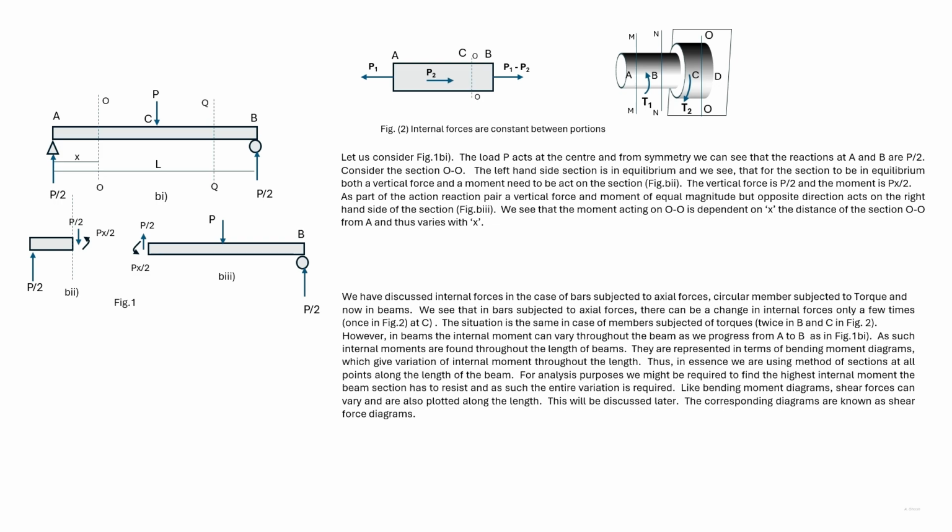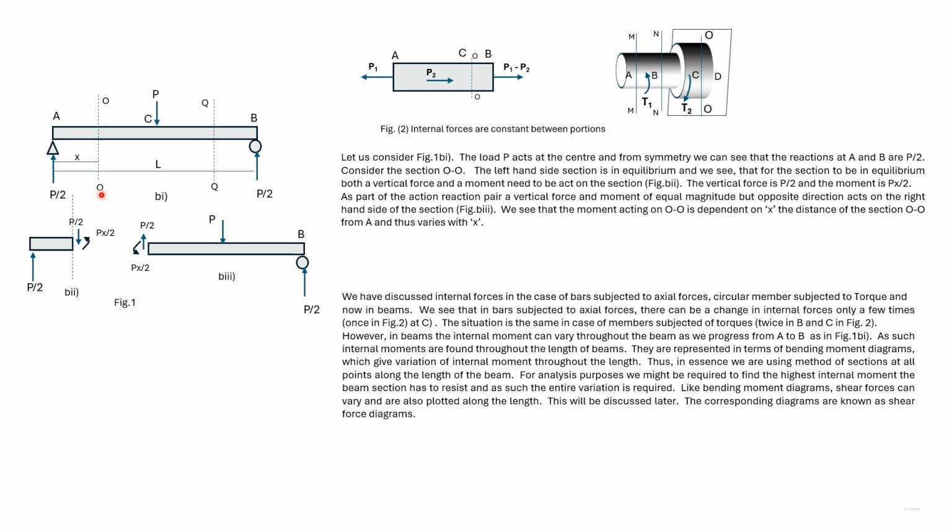Here we have a case of a beam where at an internal section there is both moment and shear acting, unlike the previous case. So this is a beam to which a load P is applied at the center. The reaction at A and B would be P by 2.